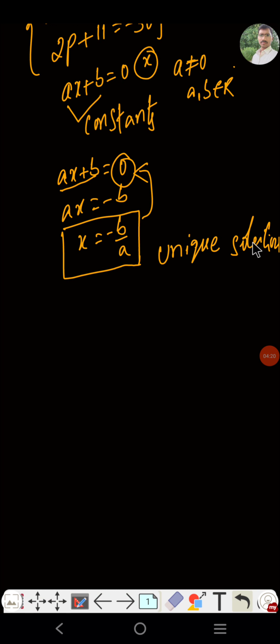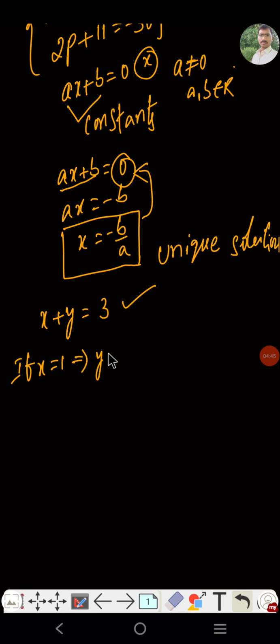Whereas a linear equation in two variables, for example, x plus y is equal to 3 here, is also a linear equation, but not in a single variable. This is a linear equation in two variables. Now how many solutions does this linear equation have? For example, if we substitute x is equal to 1 here, compulsorily the y value is 3 minus 1, that is equal to 2.